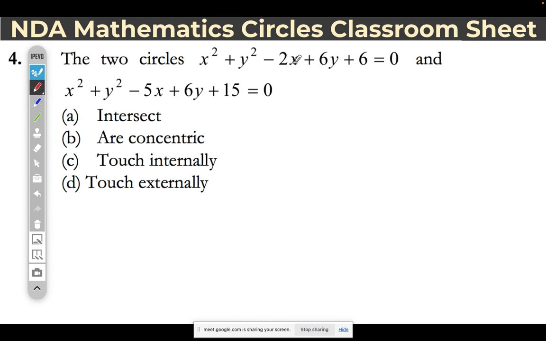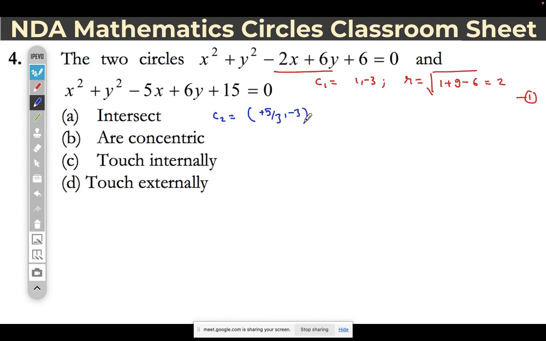Should I complete it? Someone said yes. So look, the center of circle 1 is 1 comma minus 3. Its radius is square root of 1 square plus this square minus 6, from equation number 1. The center of circle 2 is 5 by 2 comma minus 3. Its radius is square root of, we just now calculated, 1 by 4, so 1 by 2.